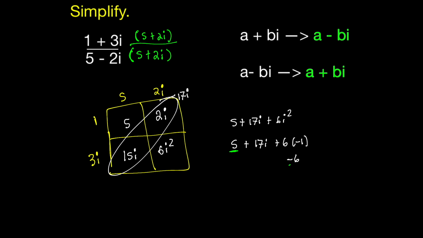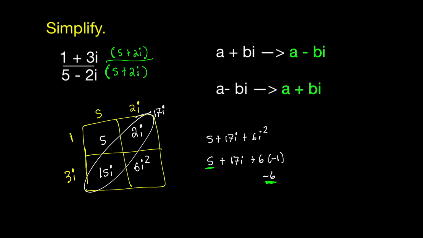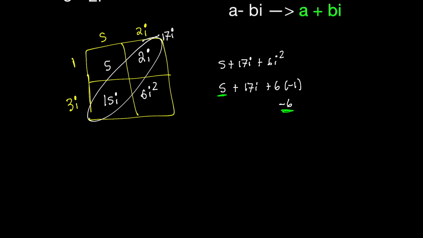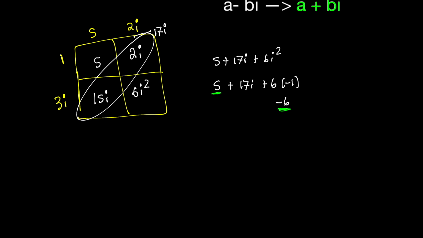Now the 5 and the negative 6 are like terms. They're the real part, so we got to combine them together, and they give us negative 1. So we get negative 1 plus 17i, since we still have that 17i there. So this is the numerator.